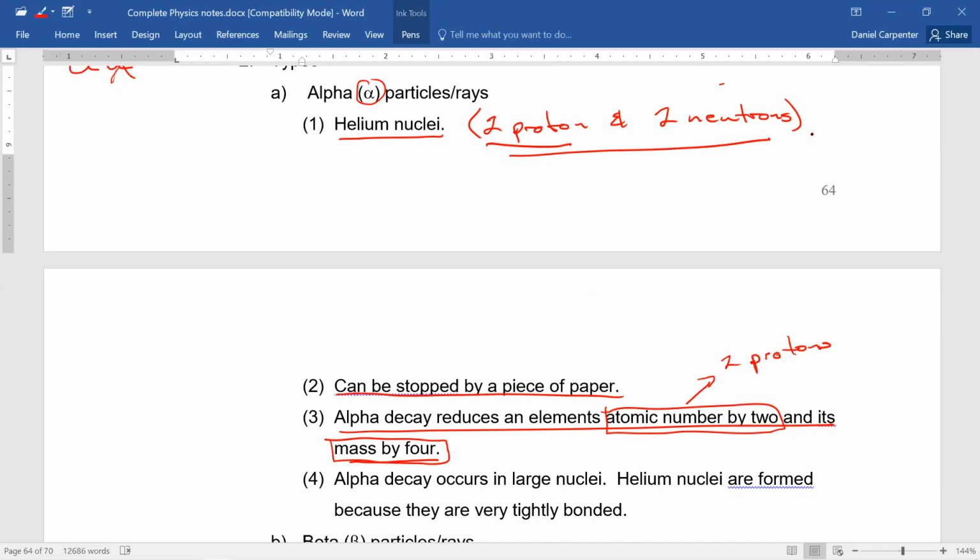I should have a periodic table with me right now, and I don't. So if you'll bear with me for just a second.